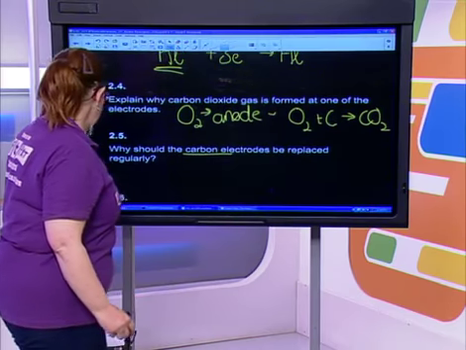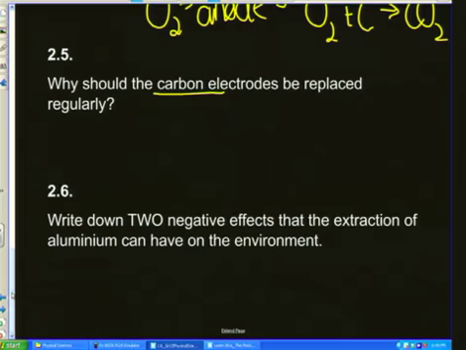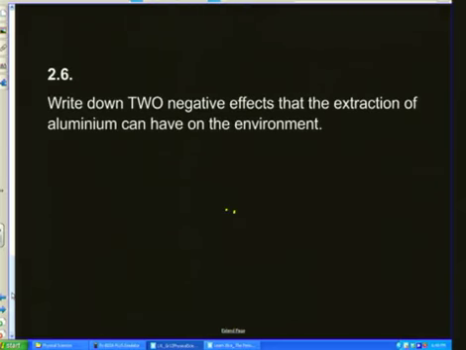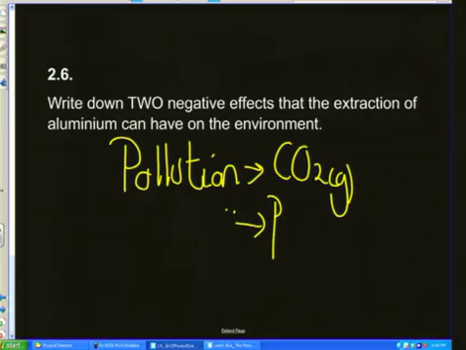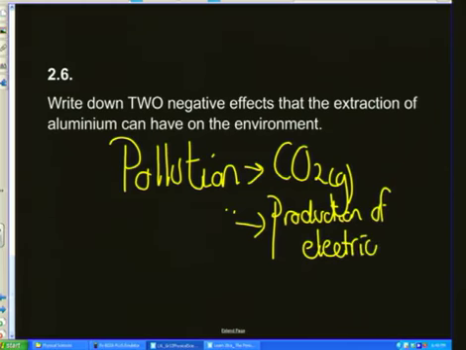Okay. Then, write down the 2 negative effects that the extraction of aluminium can have on the environment. Well, there's actually a couple, but the biggest one is pollution. That pollution comes from things like CO2 gas being formed, so it's a greenhouse gas. There's pollution from the production of the electricity needed, especially if it comes from coal. And the waste, there's a lot of waste.